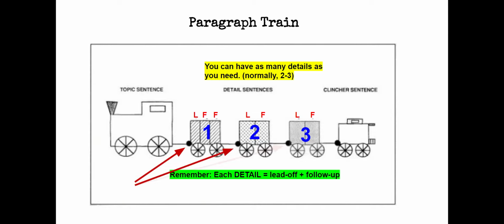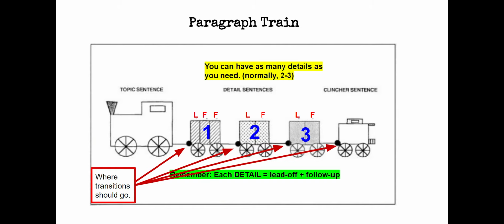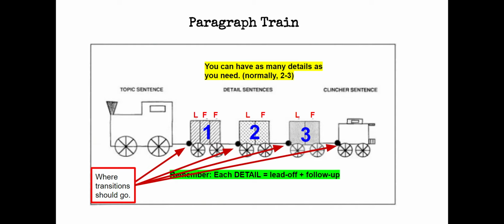These red arrows are pointing to those connectors that keep the train cars together because without them, if the train went uphill, all the train cars would not follow. They would all fall behind. So we need these connecting pieces. And these are called transition words or phrases. And then the L stands for lead-off and the F stands for follow-up.